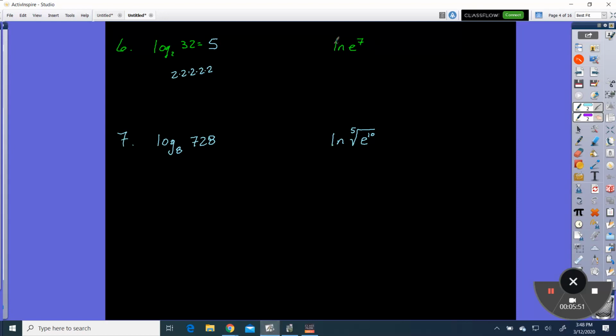Okay. Now this one, if ever you have an ln and e next to each other, it's like they cancel each other off and your answer is just 7. Because really we're saying e to what power equals e to the 7th. Well, for these things to be equal, that power had to be 7, so that's what that is.